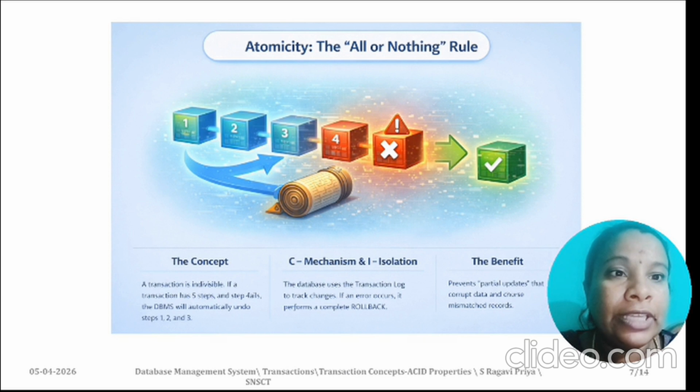Atomicity, the all or nothing. We have seen the atomicity concept. A transaction is indivisible. If a transaction has 5 steps and step 4 fails, the DBMS will automatically undo steps 1, 2 and 3. The mechanism: the database uses the transaction log to track changes. If an error occurs, it performs a complete rollback. The benefit: it prevents partial updates that corrupt data and cause mismatched records.